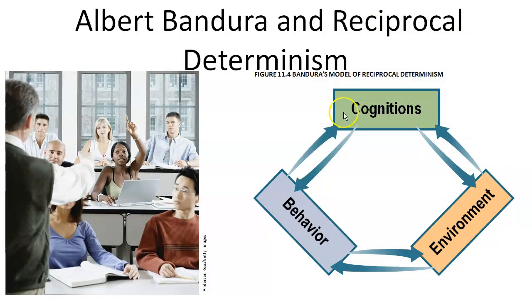This is the whole idea that these 3 things, cognition, behavior, and the environment, interact and influence one another. So they all influence one another. So cognitions can affect behavior just as much as behavior affects cognition, etc.